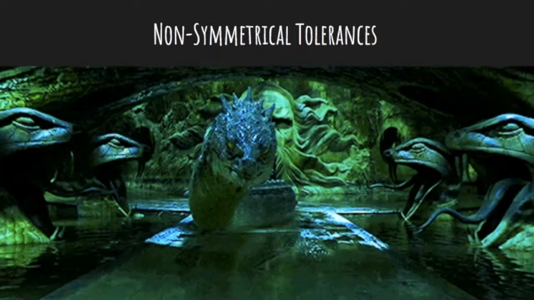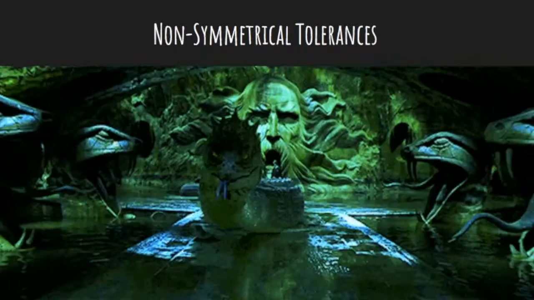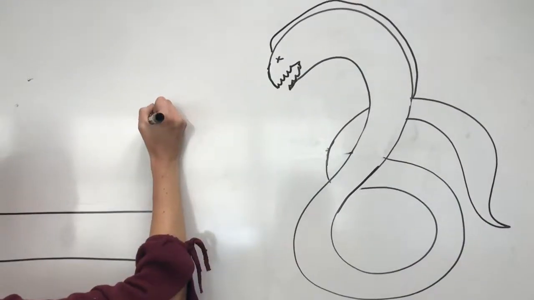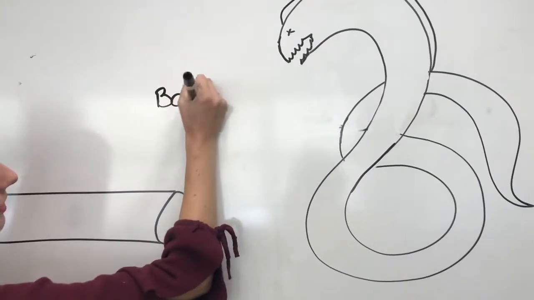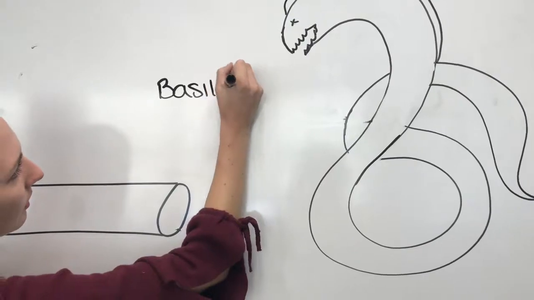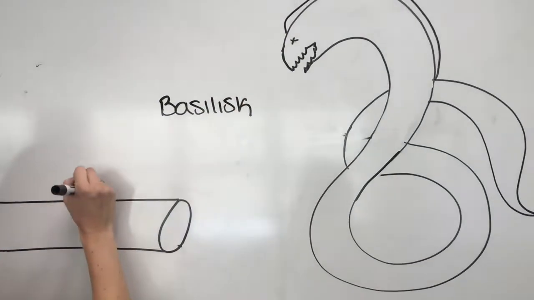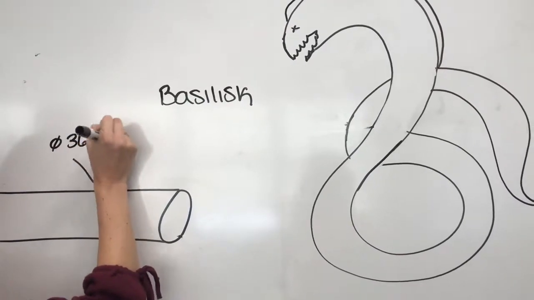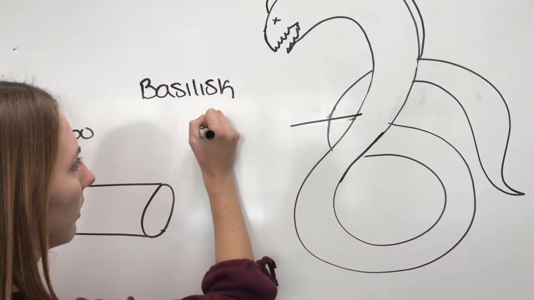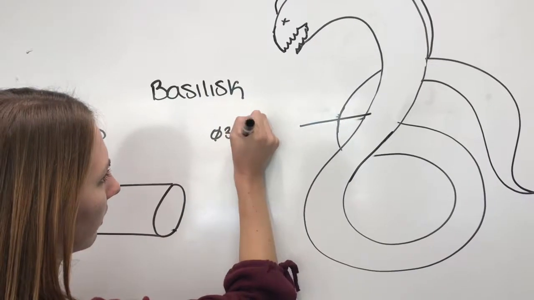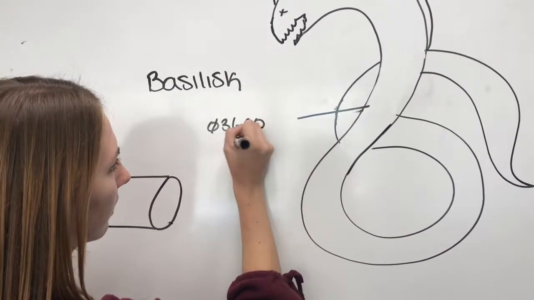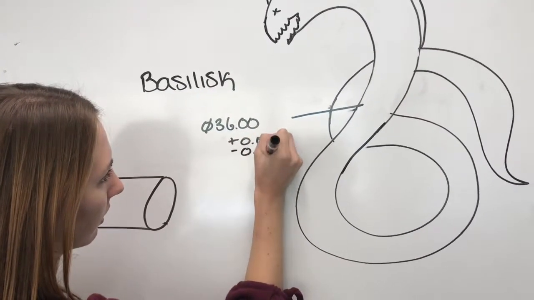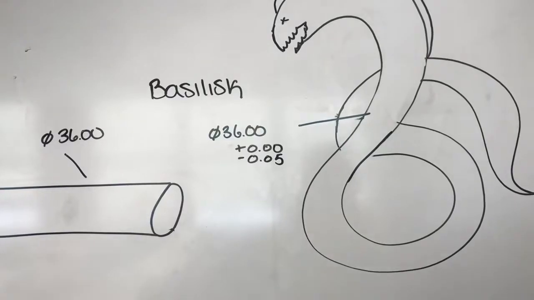Tolerances are especially important when designing parts that fit together. Sometimes a part can be undersized, but it cannot be oversized. Asymmetrical tolerances are a way to report dimensions like this. For example, the basilisk has to crawl through a tunnel that is 36 inches wide. The widest the basilisk can be is 36 inches, so the tolerance would be reported as 36 inches plus 0.001 of an inch and minus 0.05 of an inch. This is just one example of why we would use asymmetrical tolerances.